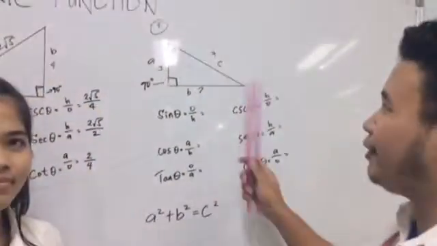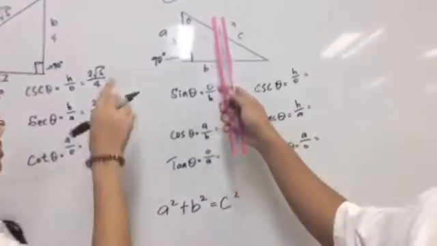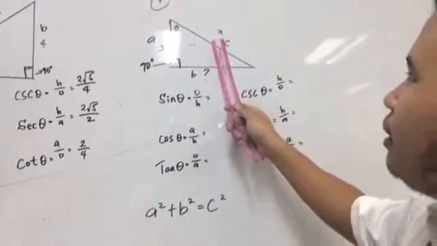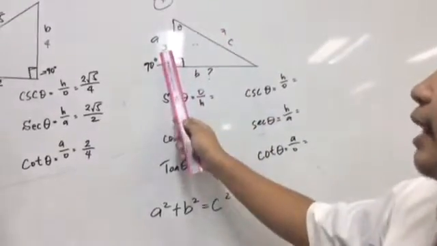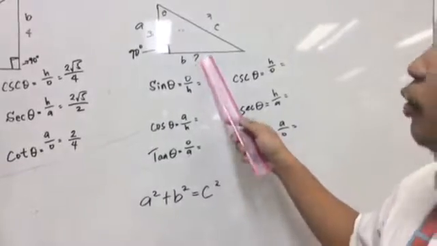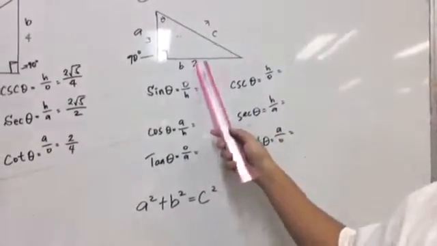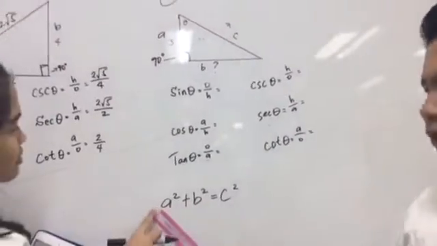Let's go on to the fourth example. This right triangle has a hypotenuse of 7. Then the first leg is 3, and the other leg doesn't have any measurement. So we should find the measurement for this leg. So we should use the Pythagorean theorem again.